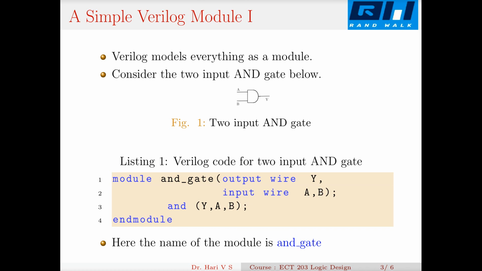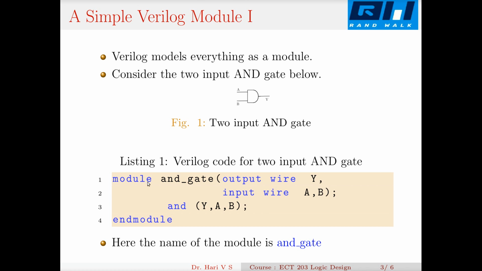So let us consider a very simple Verilog module. Verilog models everything as a module. So let us look at that AND gate. That is a 2-input AND gate with the inputs A and B, which are connected to 2 wires, and an output Y that's also connected to a wire. So I start a module like this.